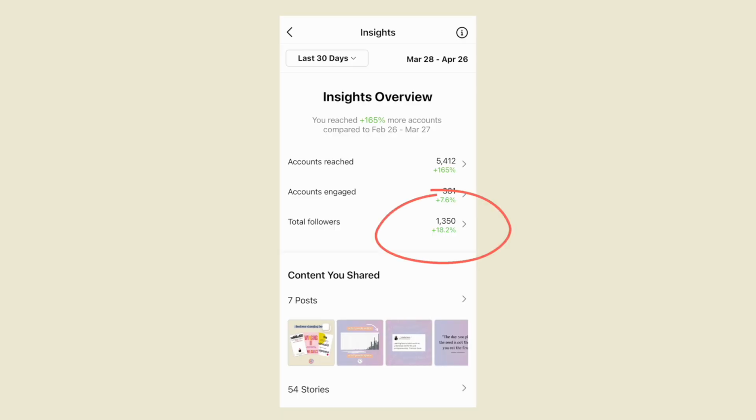This is all as of the end of Q1. So I started the account in very late December, I think. Here are the overall stats. So we have 1,350 followers. So again, this is not massive growth, but I'm happy with it. And I'll tell you why in a second.